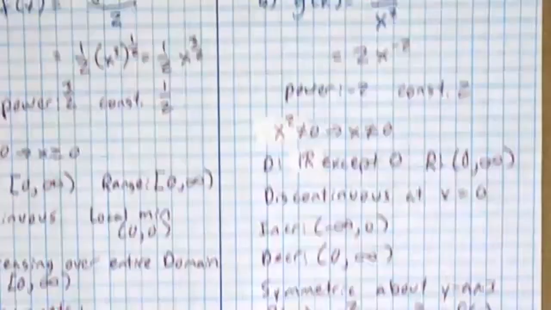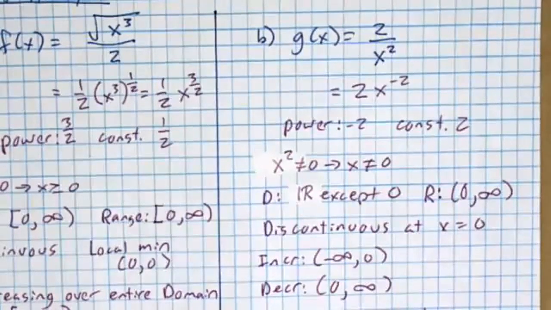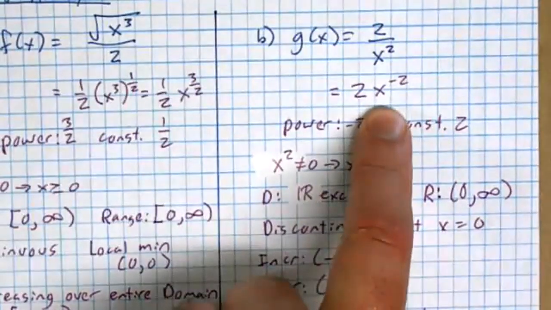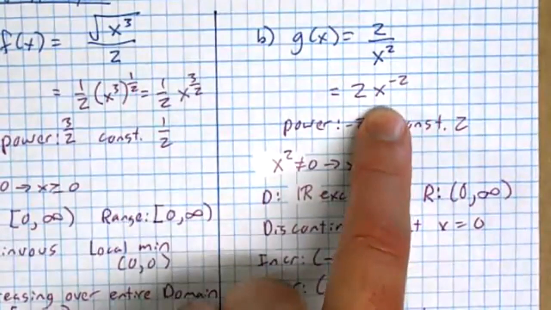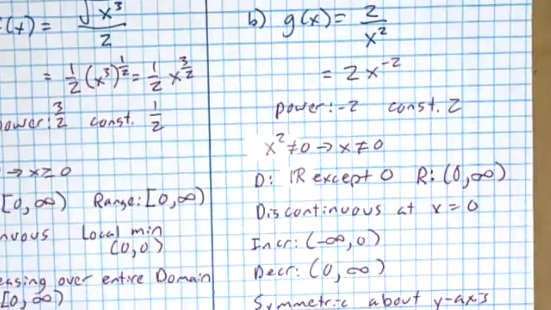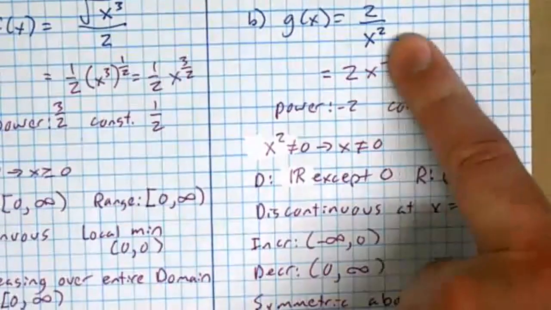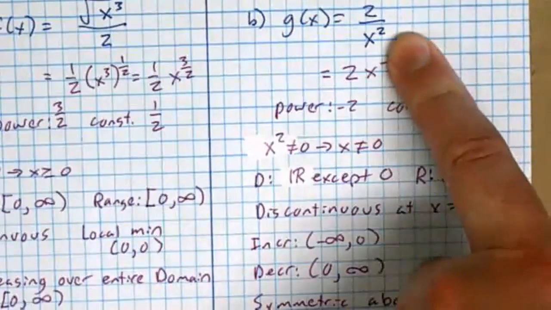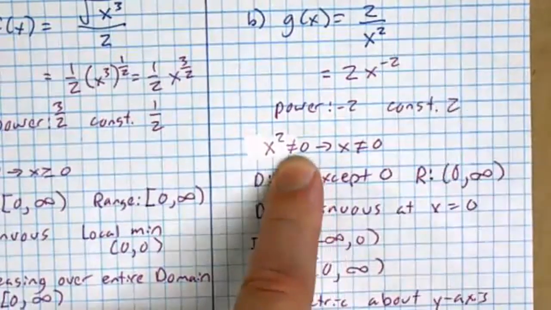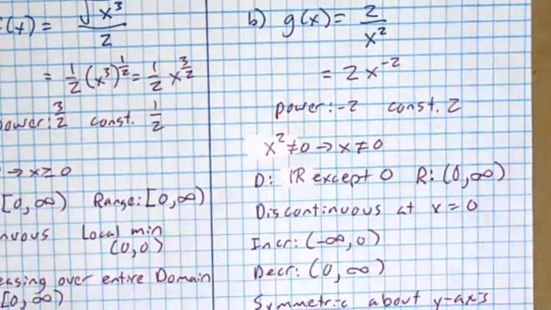All right, for the second one, check as far as you got anyways. Were you able to rewrite this as 2 times x to the negative second? So your power is -2, your constant of variation is 2. Hopefully recognizing, since I have a denominator here, that denominator cannot equal 0. So x squared is not equal to 0, which means x is not equal to 0. So our domain here would be everything except for 0.